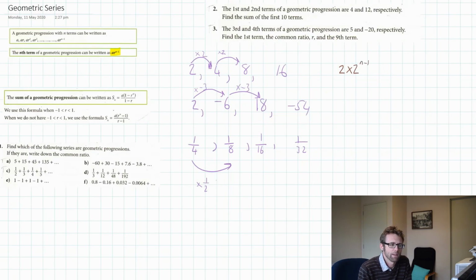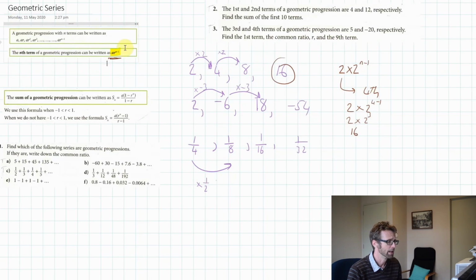So, for example, if we wanted to find the fourth term, we would go 2 times 2 to the power of 4 minus 1. And that would be 2 times 2 to the power of 3. And 2 to the power of 3 is 8. So that's 16, which is exactly right. So that's the nth term that we've got there.